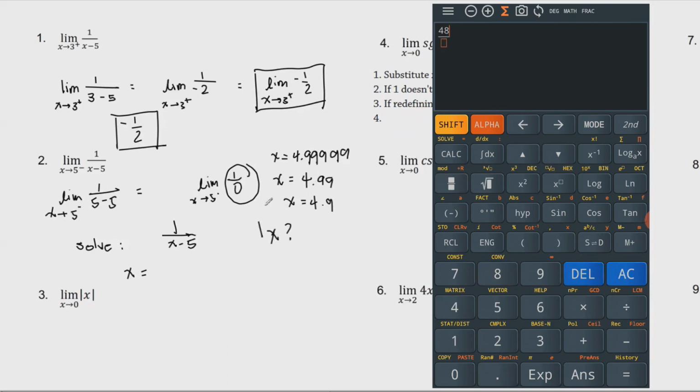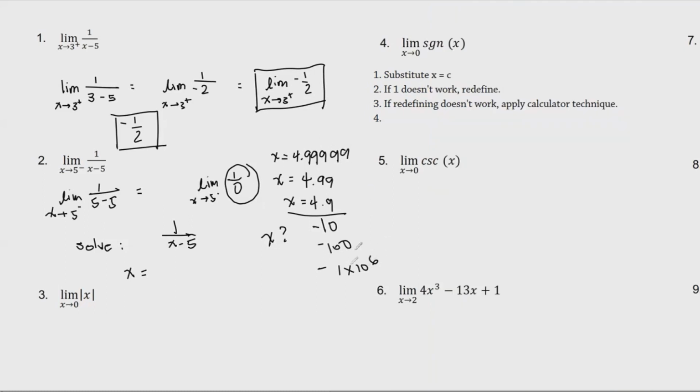In this case, when you have this x question mark, it actually asks you to write the value of your x. Let's just substitute 4.9 with x, so that would be negative 10. So for 4.9 we have negative 10, and then for 4.99 what we have is negative 100, and then for 4.9999 we have around negative 1 times 10 to the 6. Probably if I got the correct exponent here, then I might have used the incorrect digits of 9.